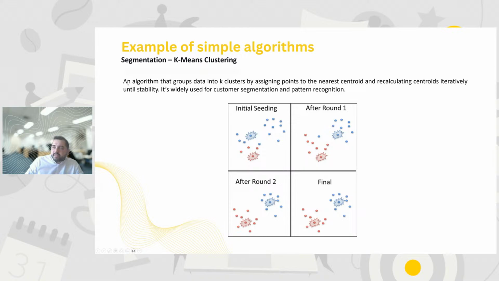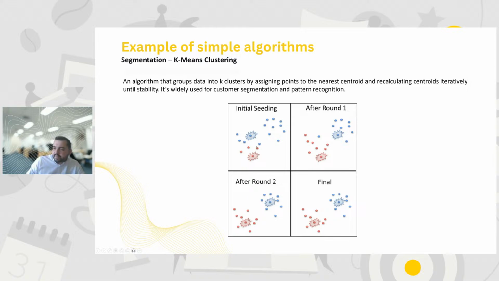Another algorithm is segmentation, k-means clustering. This is an algorithm to group data, and basically we have some data, as you can see in the initial place. We have a lot of blue balls, and we have red balls. So the first time, the algorithm puts here a blue center and a red center, and sees the distance between the points and the main one, and creates those groups.